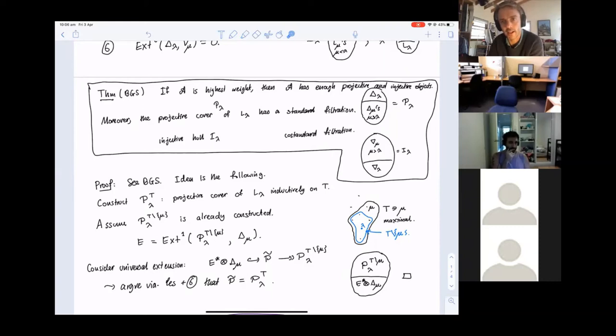And maybe another point to make is that this all comes from category O. In the first paper on category O, Bernstein, Gelfand, Gelfand point out their famous reciprocity theorem, and they say that this is inspired by Brauer reciprocity for finite groups.